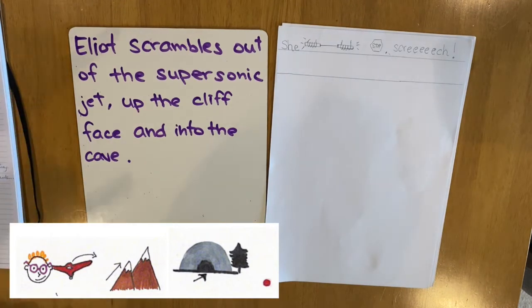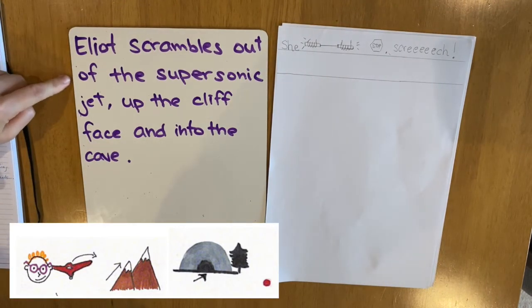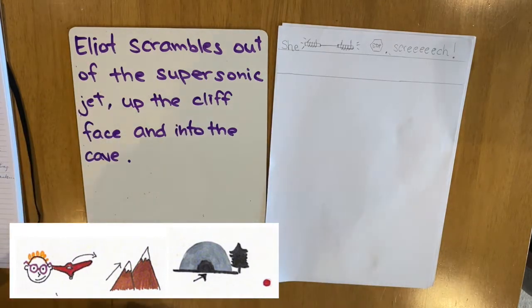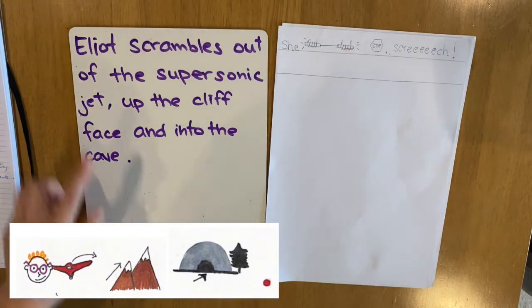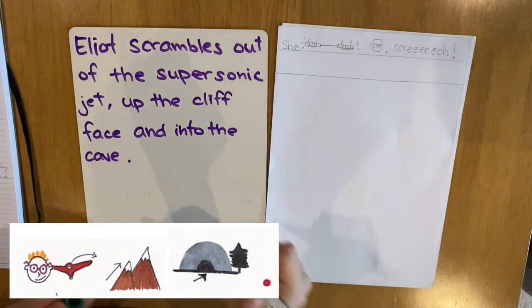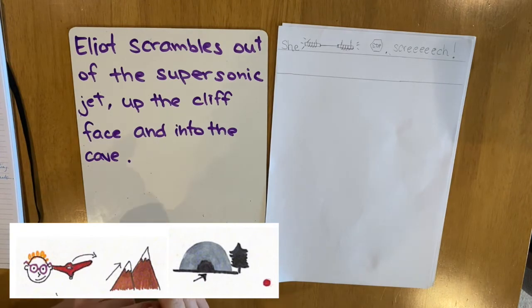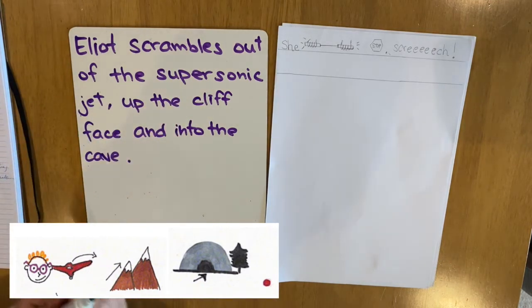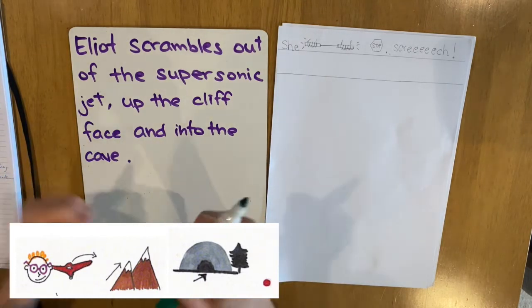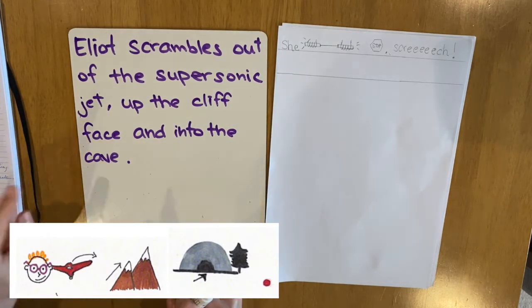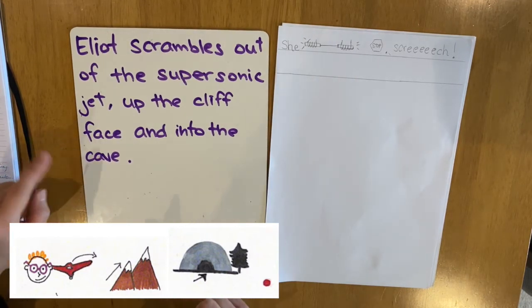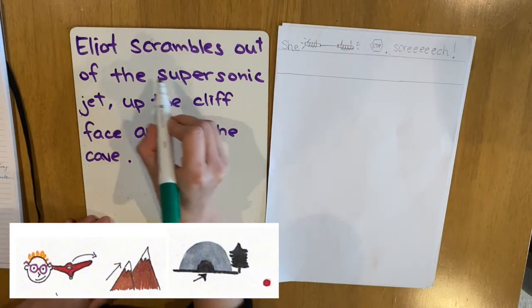Our next line is, Eliot scrambles out of the supersonic jet, up the cliff face and into the cave. So we pretty much have to change this entire sentence to make it fit our story. Malala scrambles out. I'm going to keep the word scrambles because I think that's a really good word to use. Malala scrambles out of the supersonic scooter. She doesn't go up the cliff face. In my story, where does she go? She goes to a farm. So she's going to run across the farm into, and her weapon isn't hidden in a cave. In Malala's story, it's hidden in a barn. So my sentence is going to be, let me just underline the bit I want you to change.